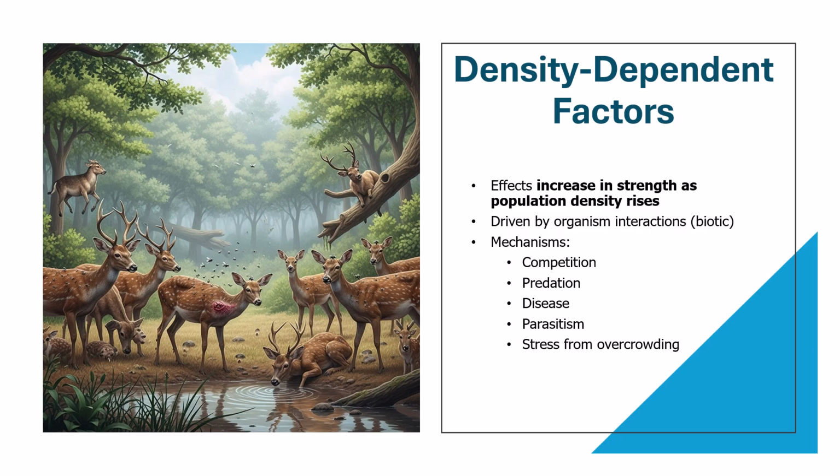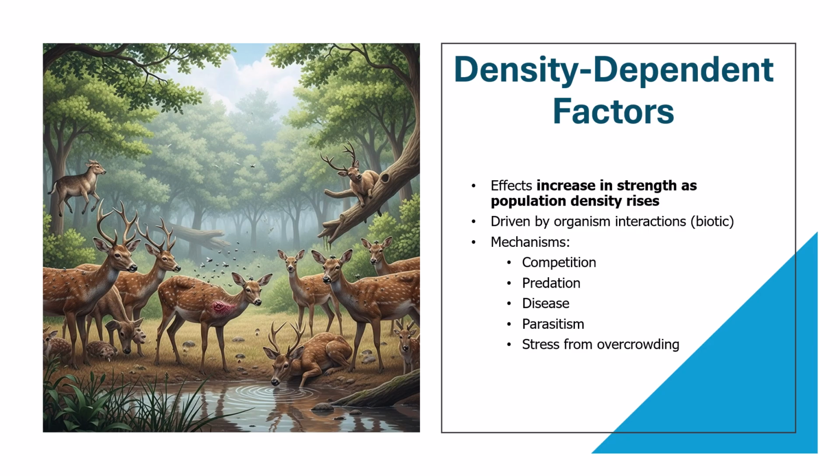Density-dependent factors are those whose impact intensifies as population density rises. They occur because individuals interact more tightly in crowded conditions, creating greater stress. For example, more bodies per area mean more competition for the same food, easier spread of disease, and greater vulnerability to predators. These factors are biotic, meaning they stem from living interaction within the ecosystem rather than external physical forces.